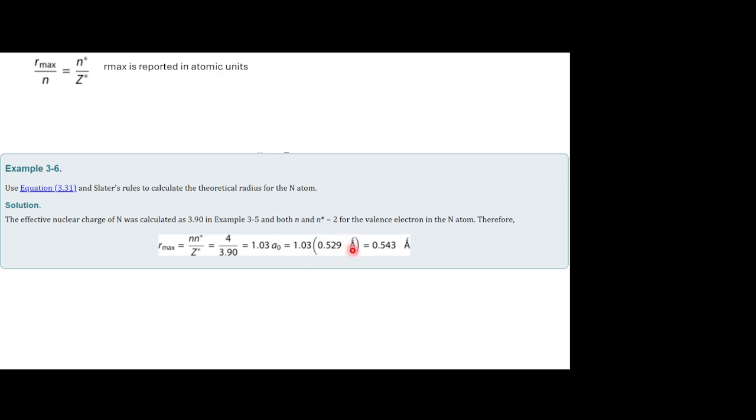So we need to actually deal with angstroms here. Okay? So in terms of angstroms, those atomic units, A0, is going to be 0.529 angstroms. And so we're going to be 1.03 times that number. Okay?